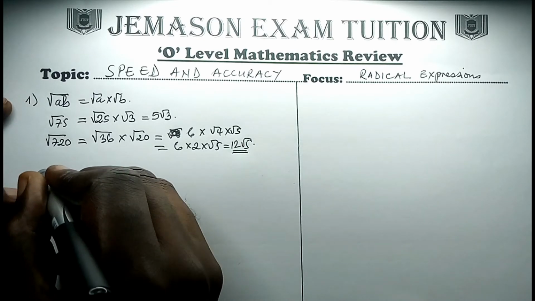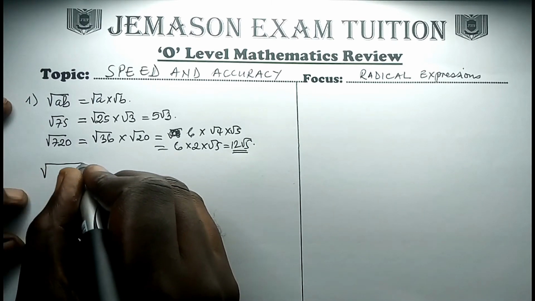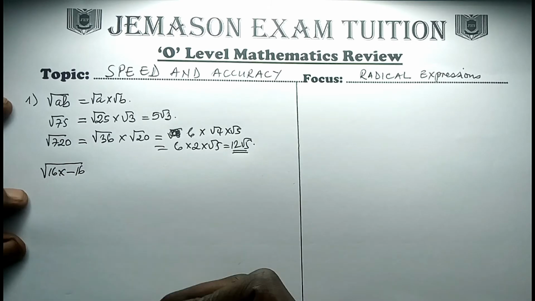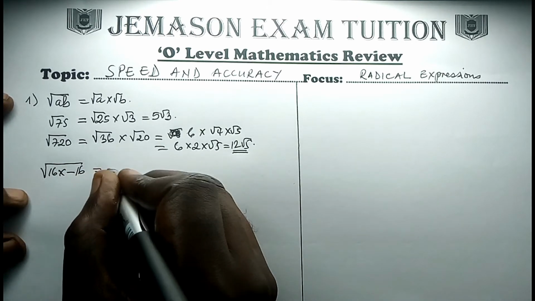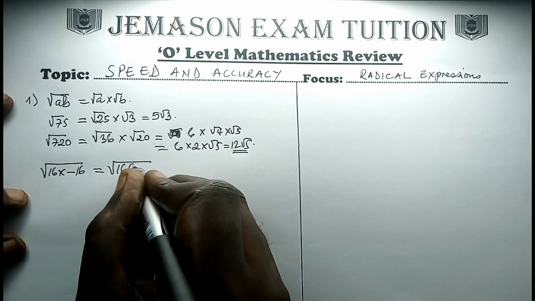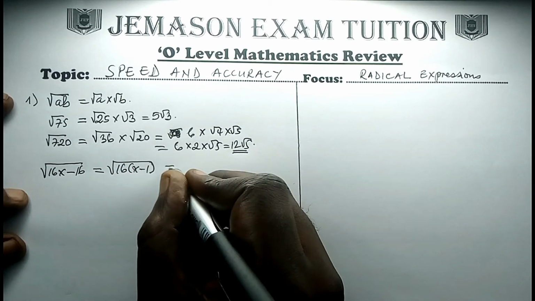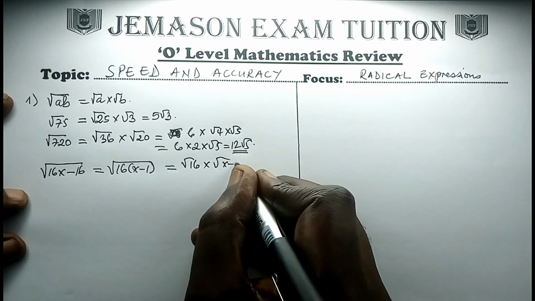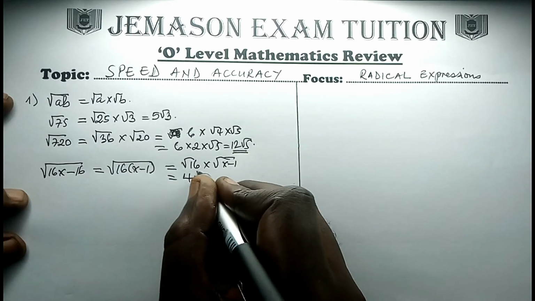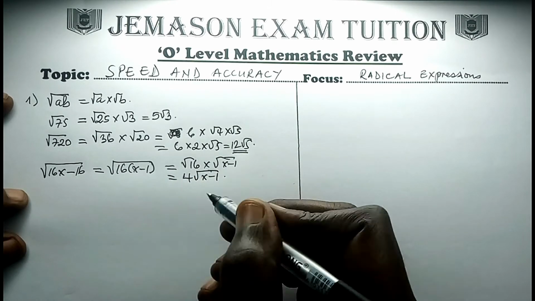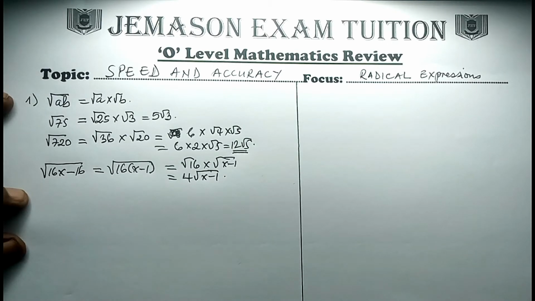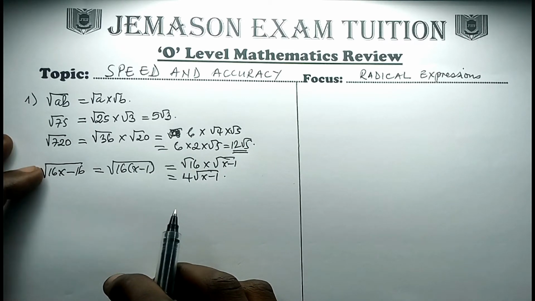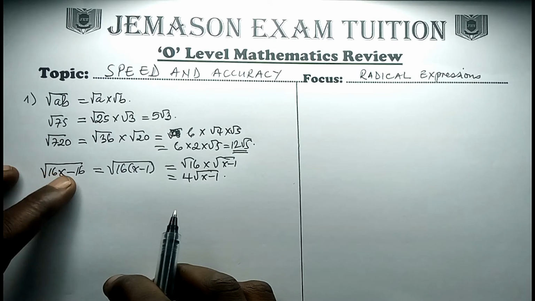In other situations, we have mathematical expressions like 16x minus 16 inside the root sign. That should then be the root of 16 into x minus 1, which gives the root of 16 times the root of x minus 1, and you are left with 4 root x minus 1. So at times you need to master all these skills so that once you are solving and you reach a step, you will not be thinking of what to do.